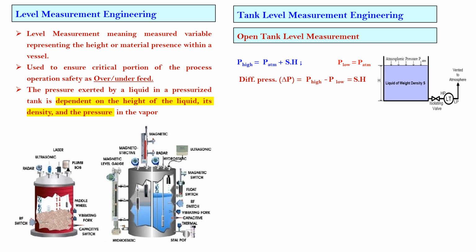Then the differential pressure, that is delta P, equals P high minus P low. After solving the equation, it will be S into H. This is how the open tank level measurement is done.